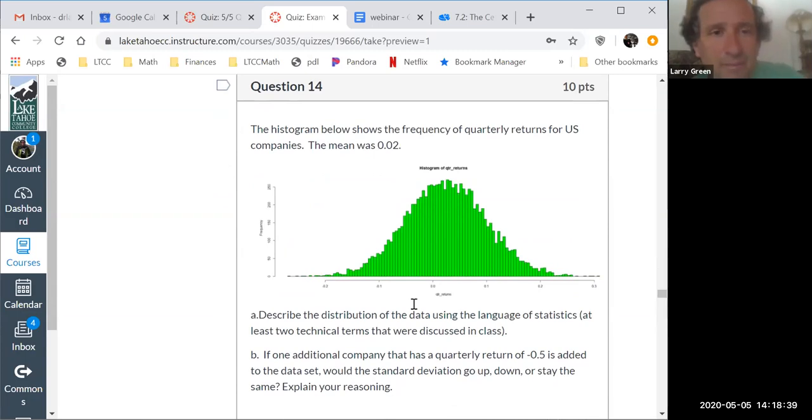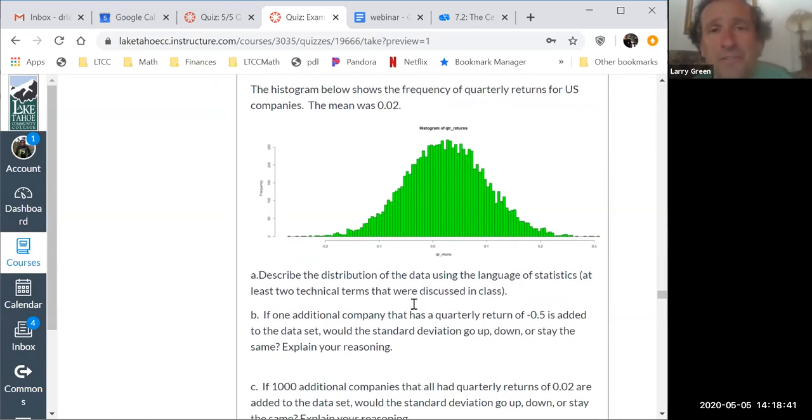Question 14. The histogram below shows a frequency of quarterly returns for US companies. The mean was 0.02. Describe the distribution in the language of statistics, using at least two technical terms that were discussed in class.